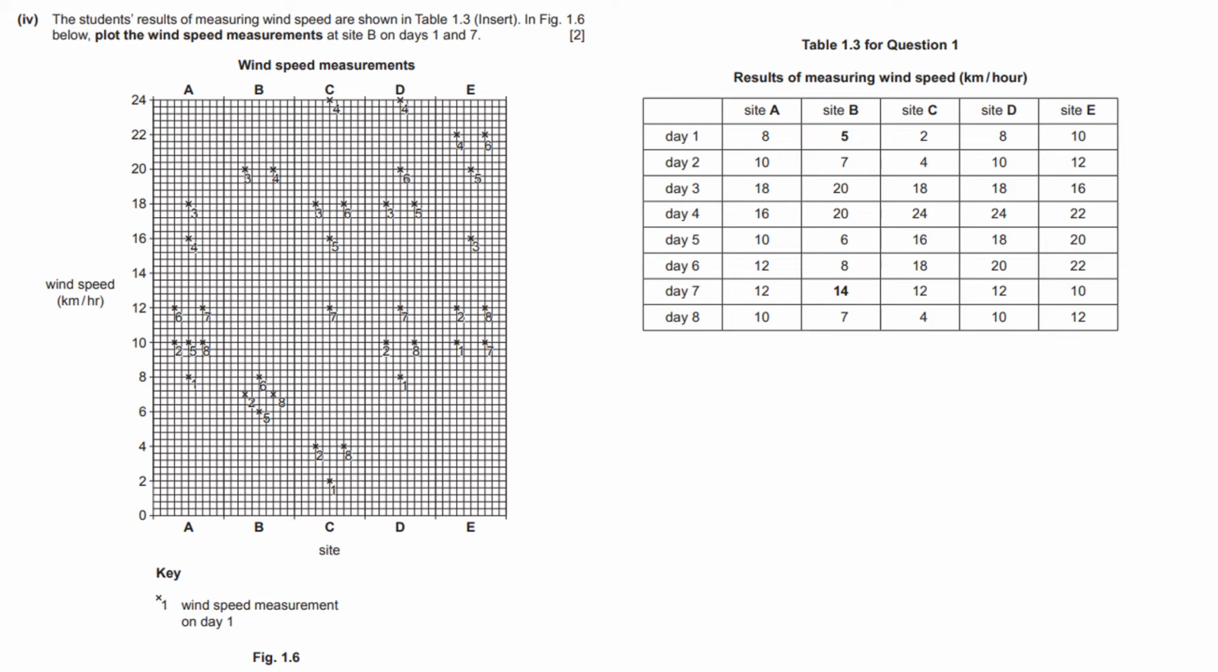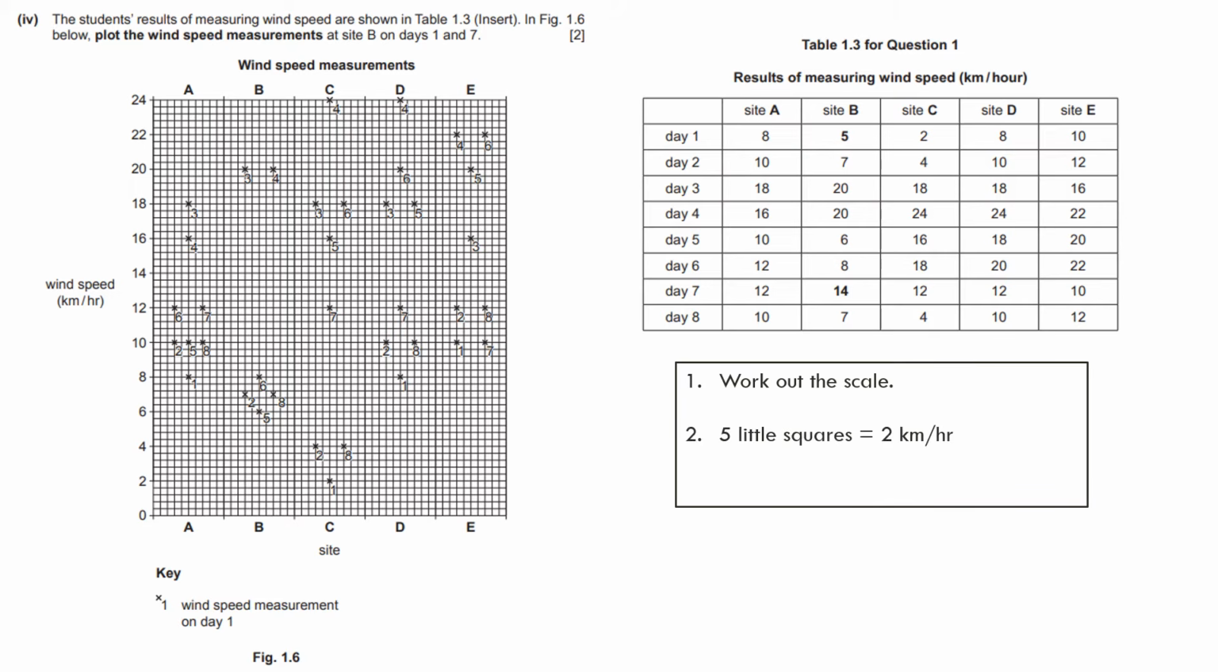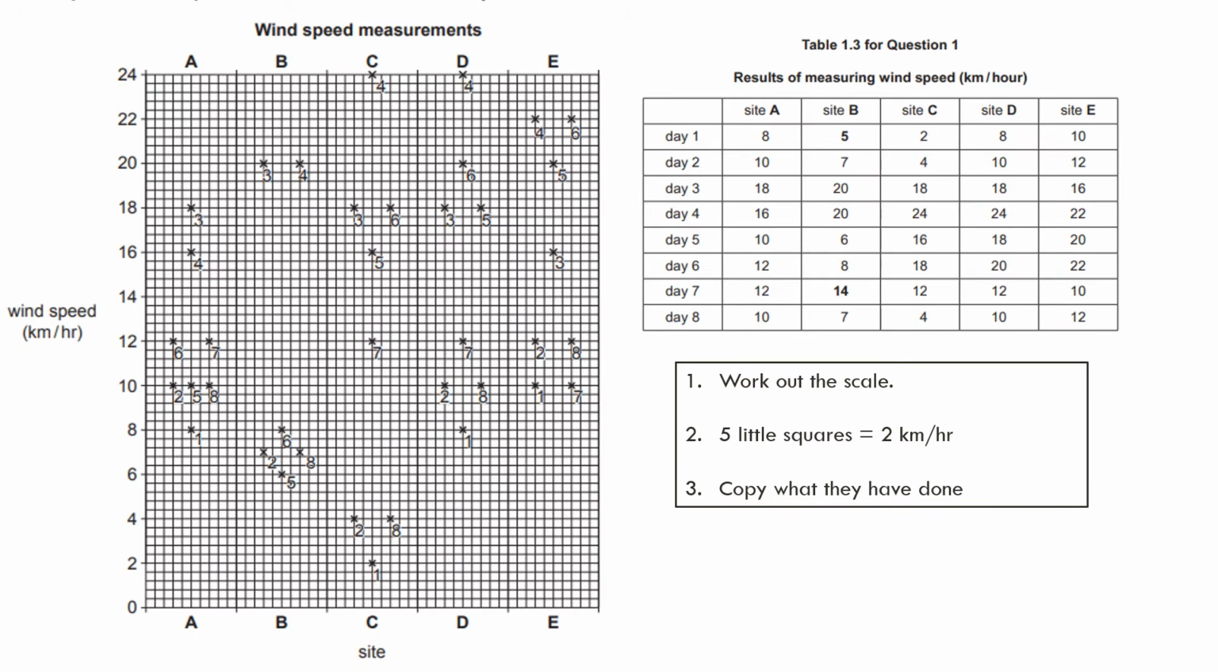Plot the wind speed measurements at site B on days 1 and 7. So 5 and 14 for site B. And again, they've helped you by putting it in bold. So I'm going to work out the scale. 5 little squares equals 2 kilometers per hour. And I'm going to copy what they have done, so how they've put on the X and where the number is. If I zoom in, and I've got the key at the bottom, my first one, B, is going to be slap bang in the middle, directly above B, and it's going to go halfway between 4 and 6. And then for 14, helpfully it's there, and I'm going to mark that into the middle. And again, when the values are the same on this particular graph, they put them either side of the line directly in line with B.